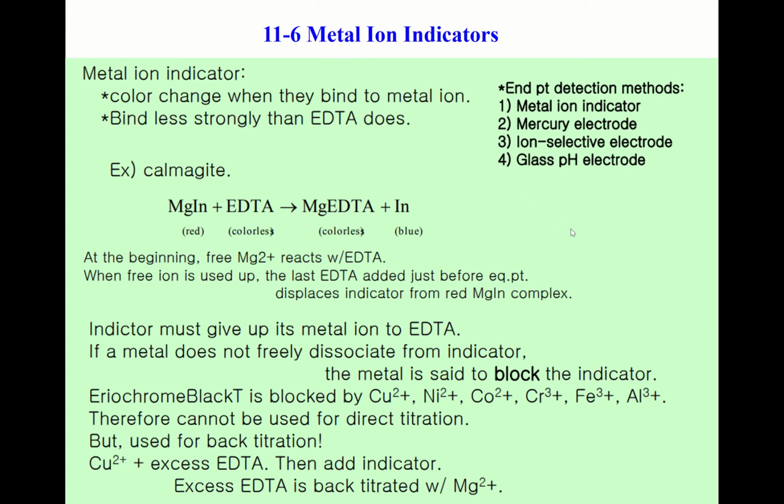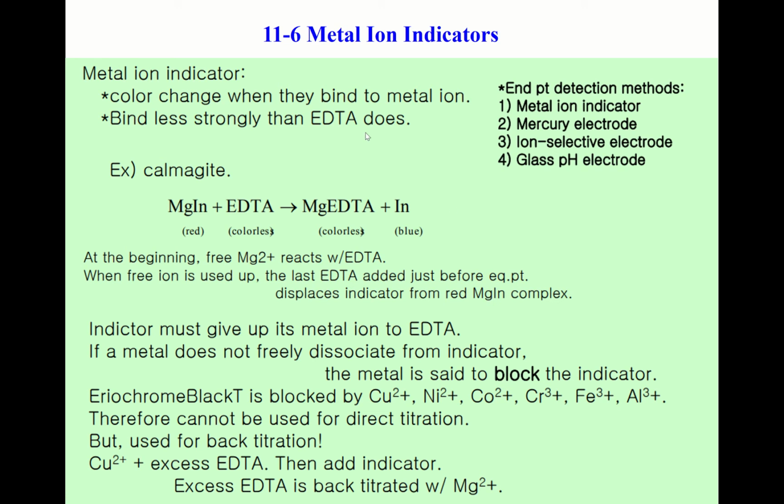Yeah, next topic in this chapter is metal ion indicators. You already learned the indicators in acid base chemistry, okay? And the same concept is applied to EDTA titrations. Also, you'll see after the midterm exam when you learn the redox chemistry, oxidation and reduction, the electrochemistry, that there are redox indicators. The concept is the same.